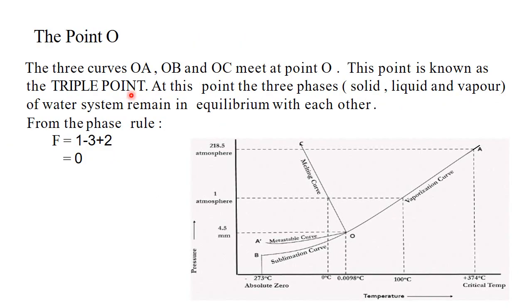The three curves OA, OB and OC meet at a point O, which is called the triple point. At this point, the three phases, solid, liquid and vapor of the water system, remain in equilibrium with each other. From the phase rule, F is equal to 1 minus 3 plus 2. At this stage, the water exists in three phases, so it's a three-phase and one component system. So here the degree of freedom is 0.